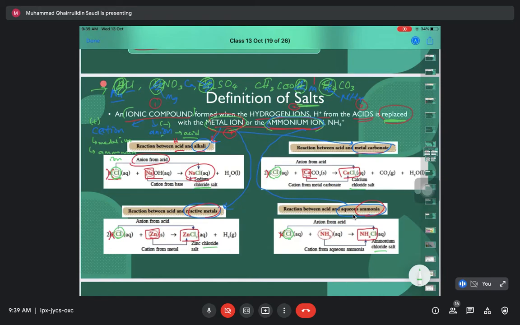Okay? Tapi dia punya cation depends on dia react dengan siapa. Kalau dia react dengan sodium, then dia jadi sodium chloride. Kalau dia react dengan zinc, dia jadi zinc chloride. Kalau dia react dengan metal carbonate, calcium, dia jadi calcium chloride. Kalau dia react dengan ammonium, dia jadi ammonium chloride. Boleh faham? Boleh. Okay, good.